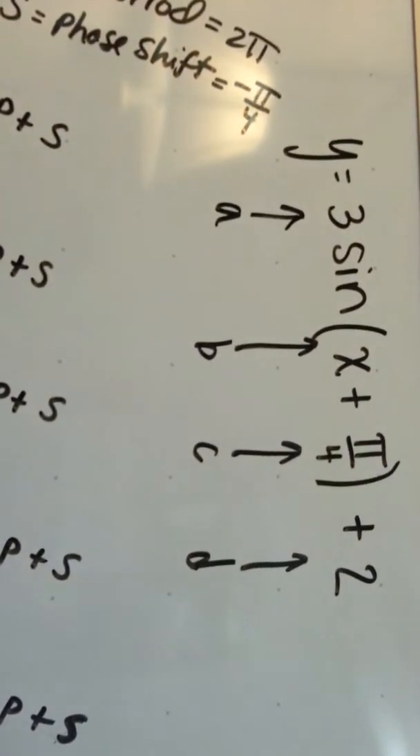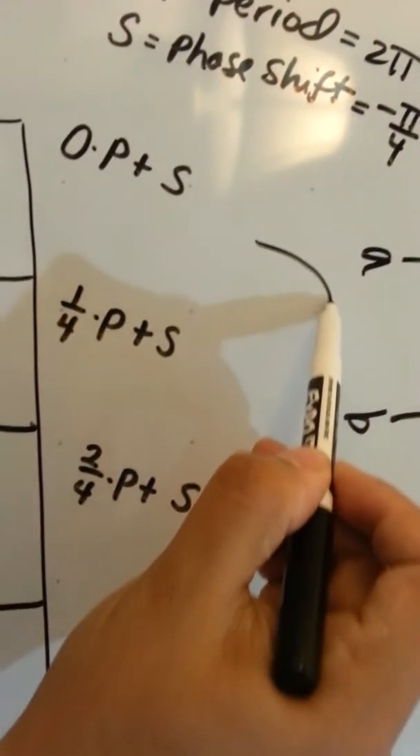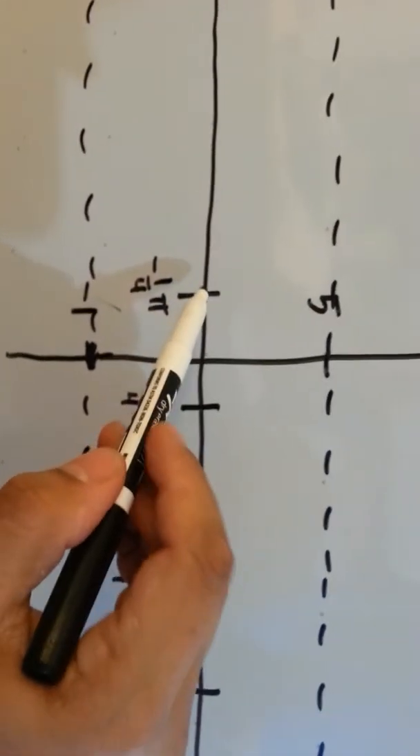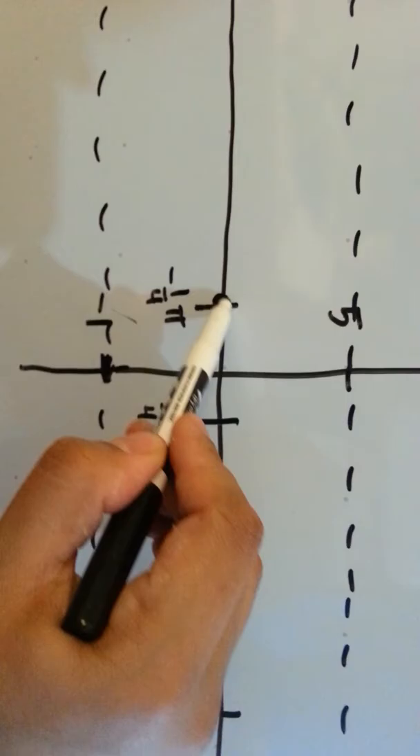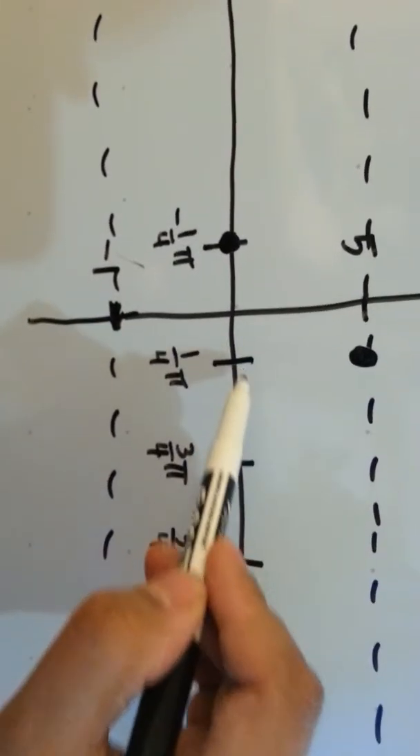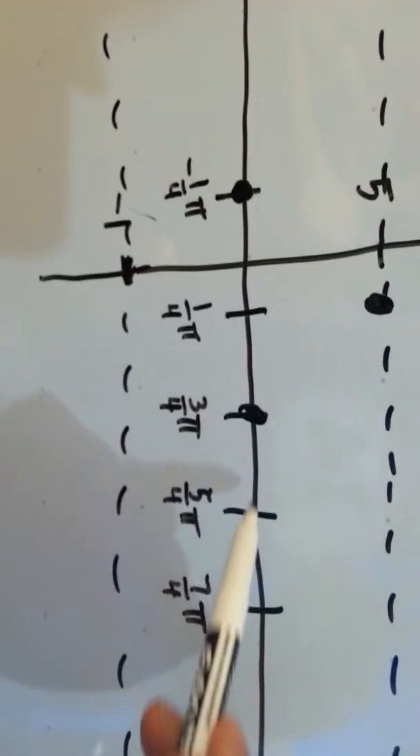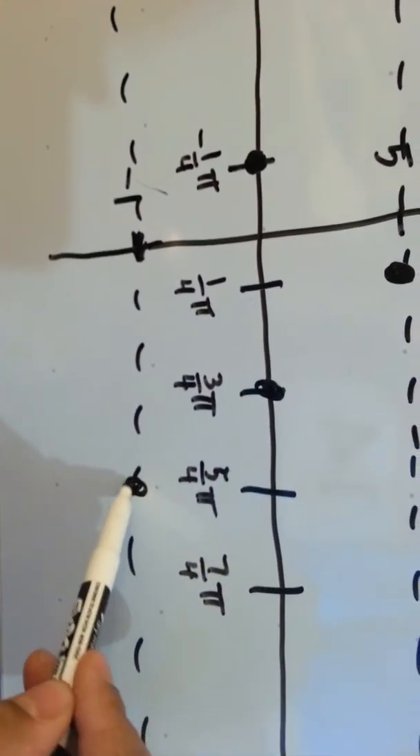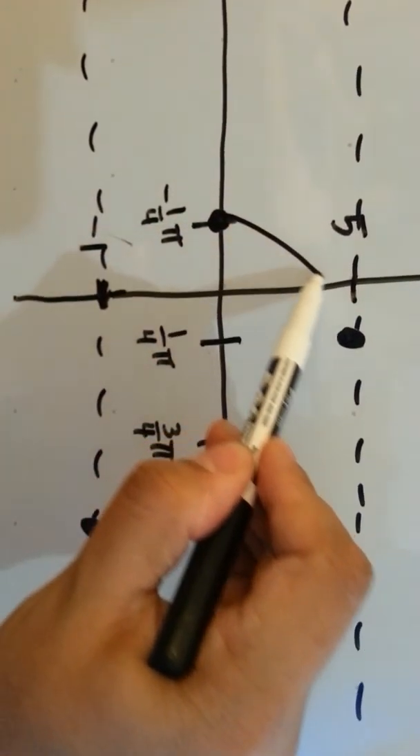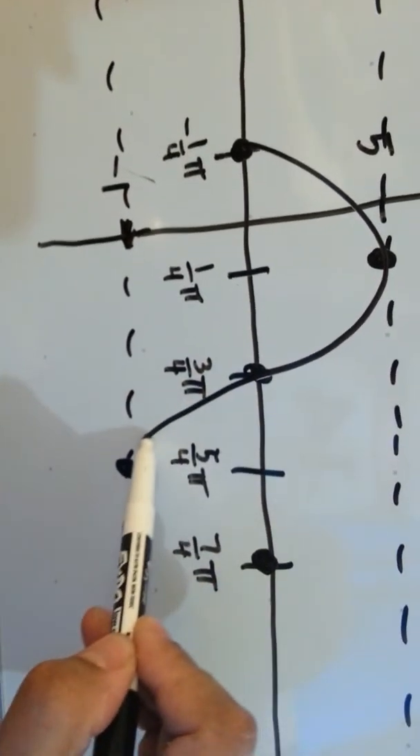And now to sketch it, this is a positive sine function, so it's going to do this, okay? So at the first point, you're on the midline. At the next point, you're at the maximum. At the next point, you're on the midline. At the next point, you're on the minimum. And at the next point, you're on the midline. And then you do your semicircles.